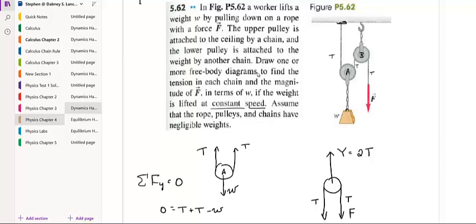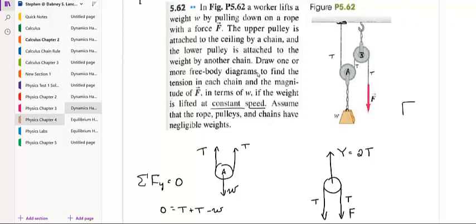So pulling down, we have the weight, which is supported by these two ropes, one that's fixed and one that's moving. Like I said, this one that's fixed is going to have a tension of half the weight. This one's going to have half the weight. So ultimately that means I only have to pull with half the force, half the value of the weight, to lift this weight up.